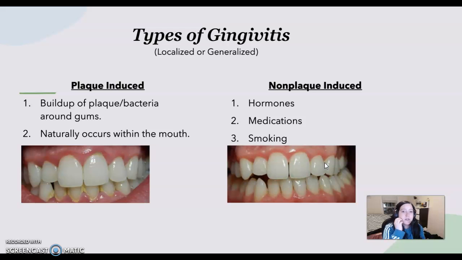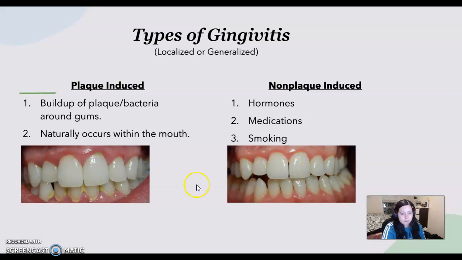And so the two types of gingivitis. Plaque-induced is exactly how it sounds. It's a buildup of plaque and bacteria around your teeth and your gums. This irritates your gums and causes an infection, and that's what gingivitis is. So making sure you're brushing every day and flossing every day to get rid of that buildup is important when it comes to gingivitis. The other type is non-plaque induced, and this is typically due to hormone changes such as pregnancy, medications, anything that kind of affects your systemic health, and smoking.